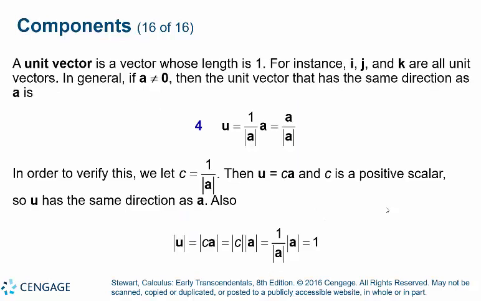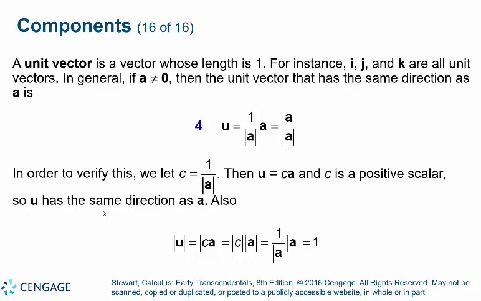Finally, I want to just talk about a unit vector. A unit vector is a vector whose length is 1. For instance, i, j, and k are all unit vectors. So in general, if the vector A is not equal to 0, then the unit vector is a vector that has the same direction, but whose magnitude is 1. So we'll always have the unit vector u equal to 1 divided by the magnitude of A times the vector A, which is just A divided by its magnitude.